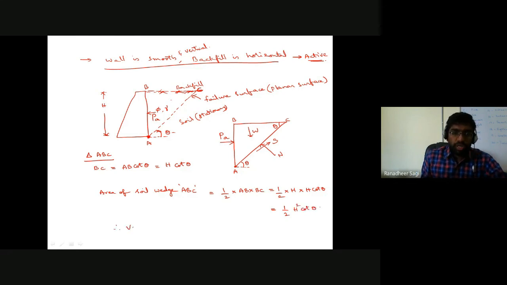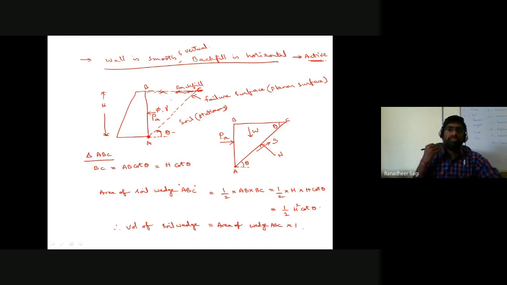Therefore, the volume of the soil wedge which is undergoing the failure is nothing but the area of wedge ABC into 1, so for every 1 meter in the length direction of the retaining wall. The area of the wedge ABC is half H square cot theta into 1. So ultimately, half H square cot theta is going to be the volume of your soil wedge for every 1 meter length of the retaining wall.